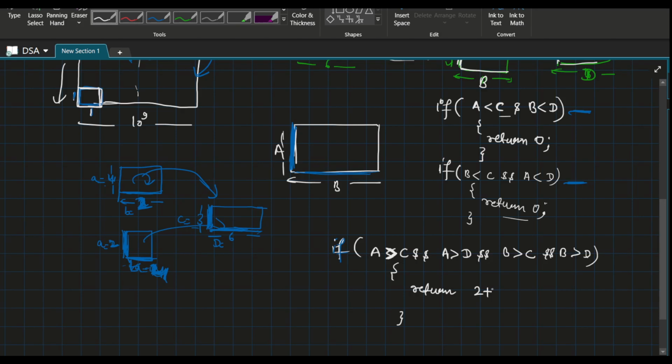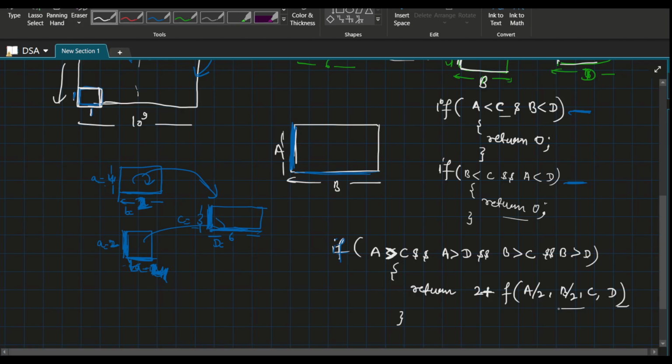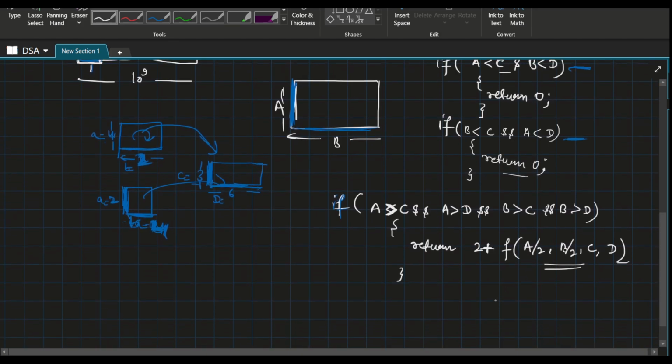And if we do these two moves, then what will be our resultant length? So we can say if our function was f, then a will be reduced to half and b will also be reduced to half, and the box length will be the same. So we can write it like this.